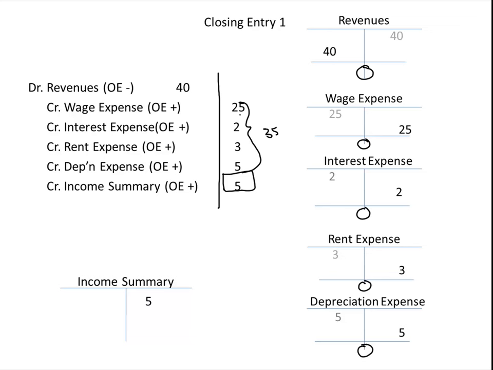Now, if you'll take a look at our journal entry for a moment, and if I were to, say, move this 40 over here and draw a line and put parentheses like this, all of a sudden, that looks like something pretty interesting, doesn't it? Revenues of $40,000 minus wage expense, minus interest expense, minus rent expense, minus depreciation expense equals 5. Well, what is that? That's net income, isn't it?